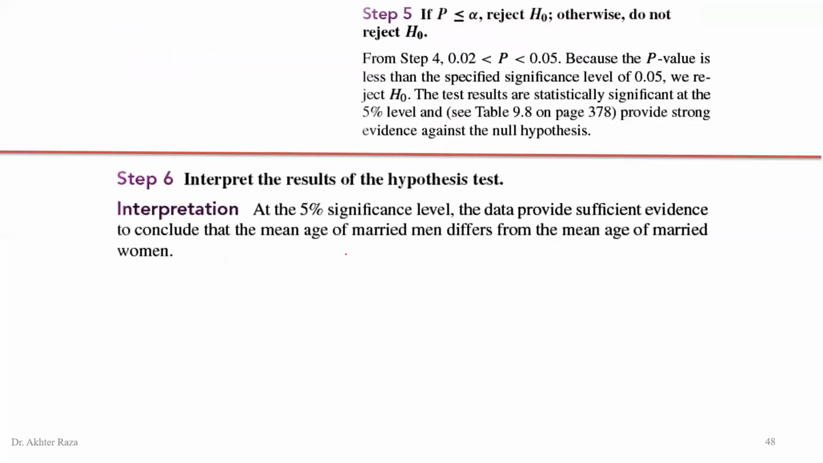The conclusion is that at 5% level of significance, the data provides sufficient evidence to conclude that the mean age of married men differs from the mean age of married women. And finally, we observe the men's age is significantly higher than the women's age, or the husband's age is slightly higher than the wife's age. So that is the alternate hypothesis which is accepted in this situation.